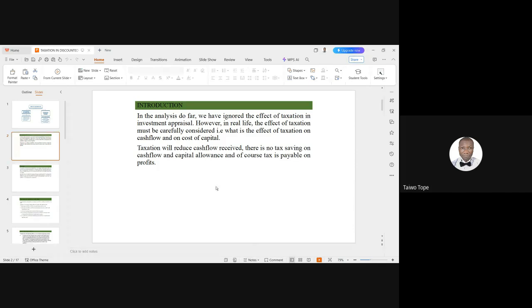In the analysis we've done so far, from the previous videos, previous classes, we've ignored the effect of taxation in investment appraisal. However, in real life, the effect of taxation must be carefully considered. That is, what is the effect of taxation on cash flow and on cost of capital? Taxation will reduce cash received. There are tax savings on capital allowance, and of course, tax is payable on profit.